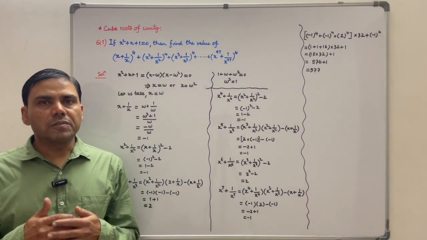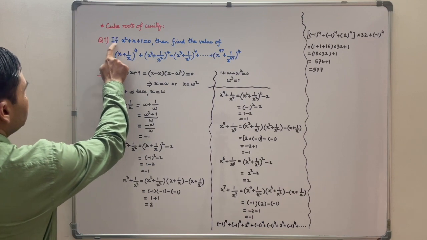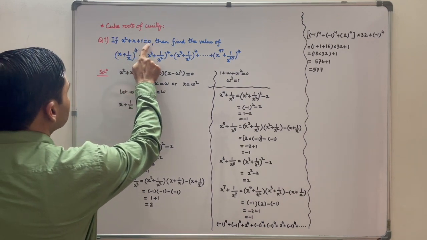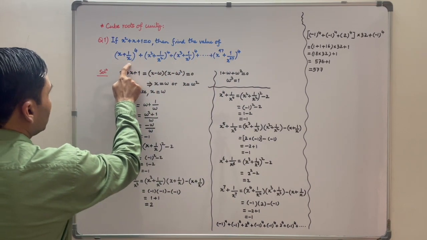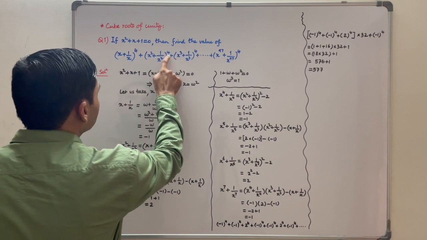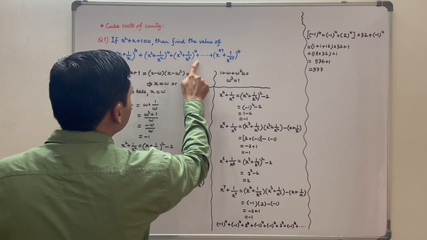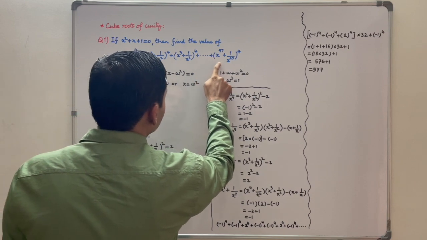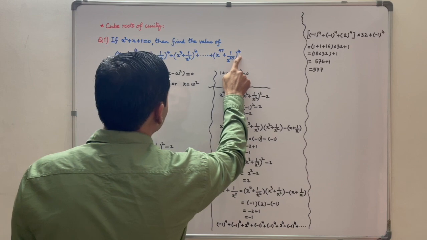Now let us see a couple of questions based on n roots of unity. First question, if x square plus x plus 1 is equal to 0, then find the value of (x plus 1 by x) to the power 4 plus (x square plus 1 by x square) to the power 4 plus (x cube plus 1 by x cube) to the power 4 plus and so on up to (x to power 97 plus 1 by x to power 97) to the power 4.